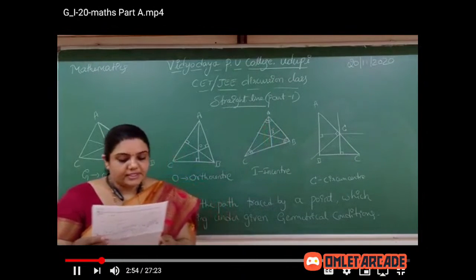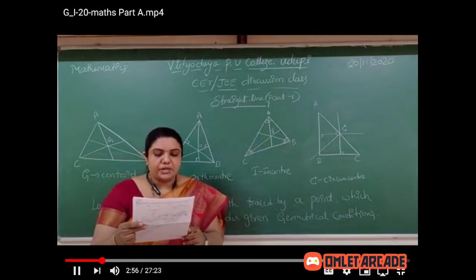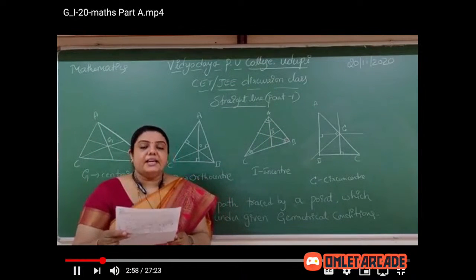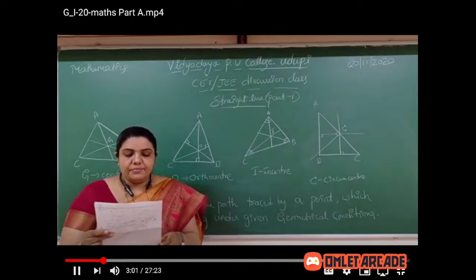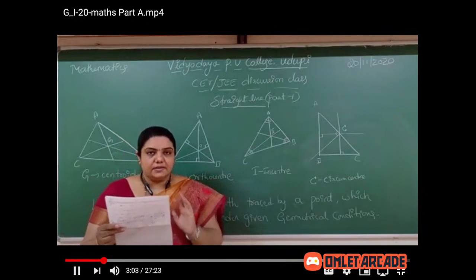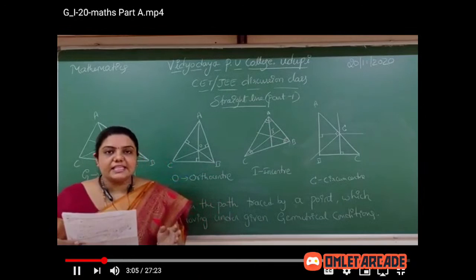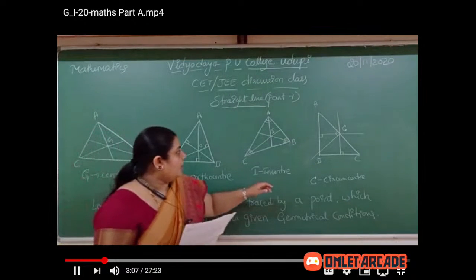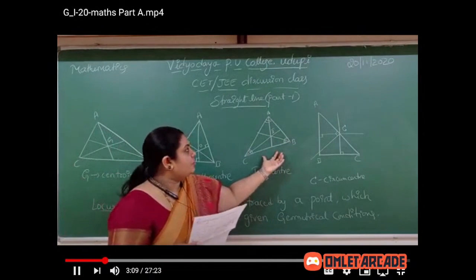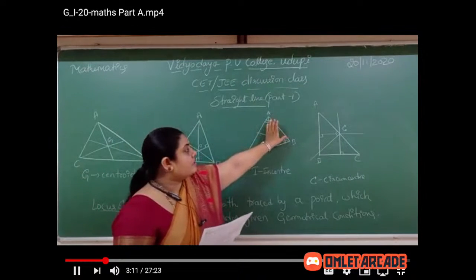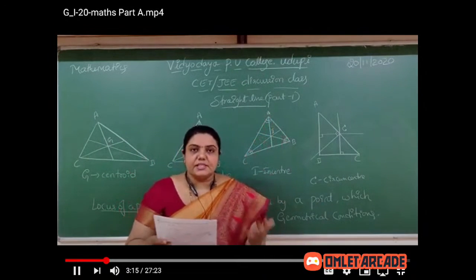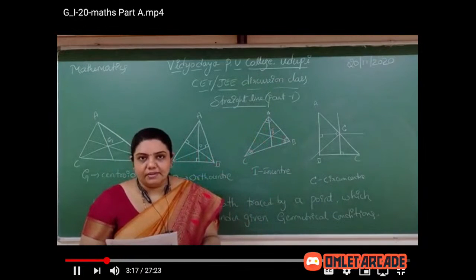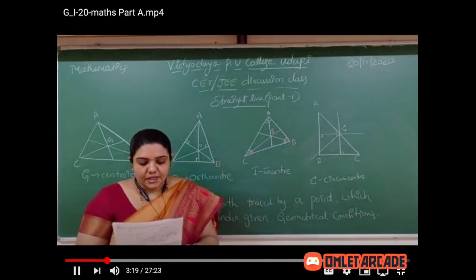Next, the formula is given. I is equal to ax1 plus bx2 plus cx3 divided by a plus b plus c. Similarly, the y coordinate is given, and it is given what a, b, c are here. Small a is distance BC, small c is distance AB, and small b is distance AC. And you know how to find distance when two points are given, from the distance formula.